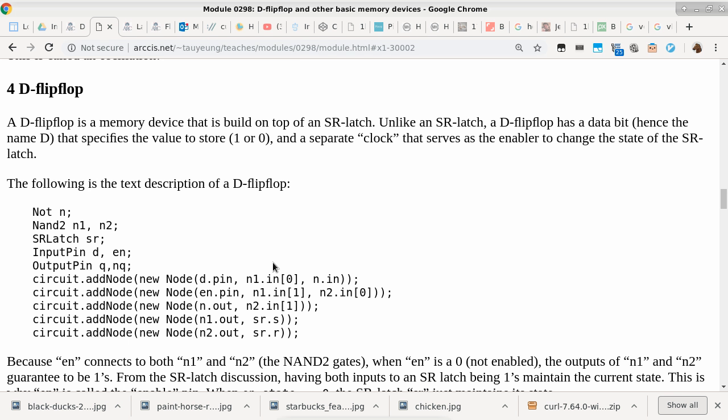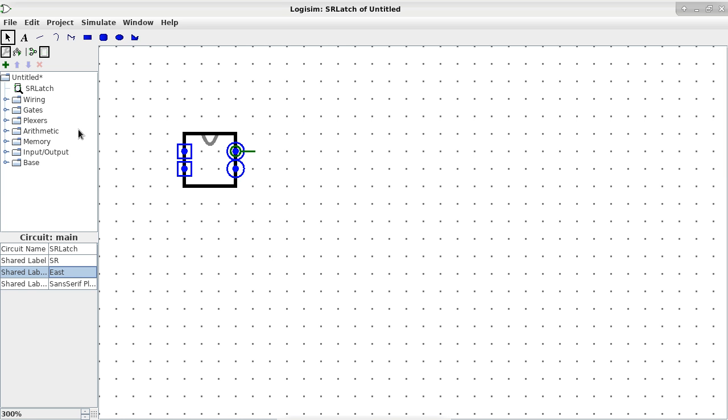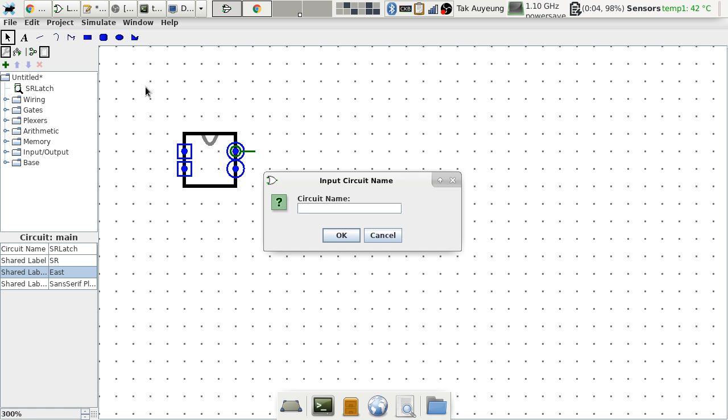So let's find those ingredients, throw them into the design, and then we'll hook up the nodes. I'm going to go back here and make a new design. So I go to Project, Add Circuit. And this is called a D flip-flop. I'll just use DFF for D flip-flop.